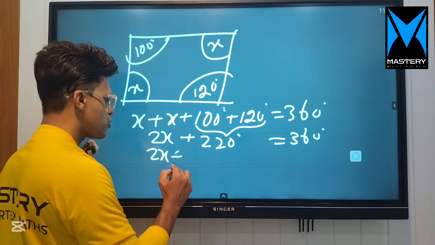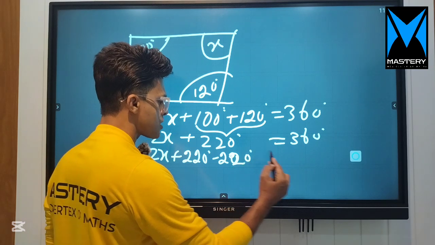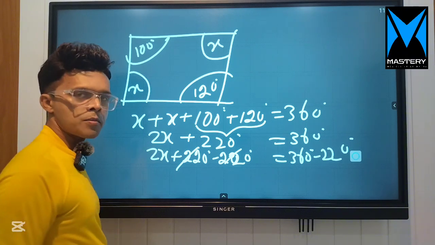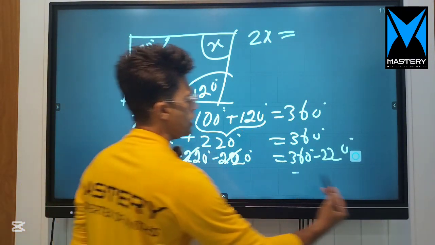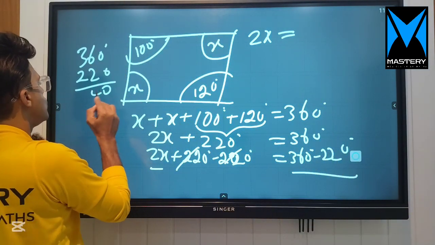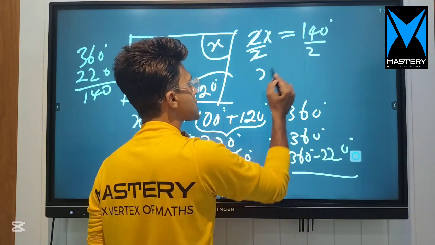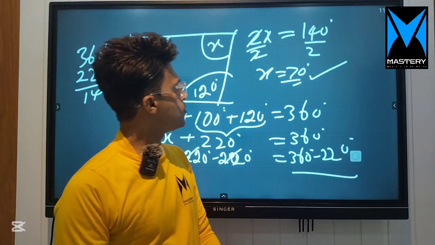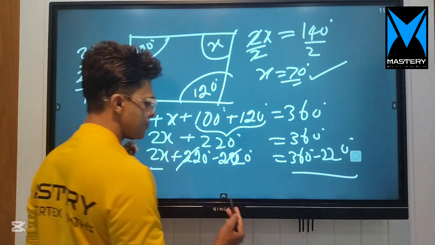Now we can subtract 220 from both sides. Let's simplify: the plus value and minus value cancel. After that, I will write this equation: 2x equals 360 minus 220. 360 minus 220 is 140. 2x equals 140 degrees. You are able to get the value of x, that's 70 degrees. Okay, so this is a sum related to the sum of interior angles of a quadrilateral.